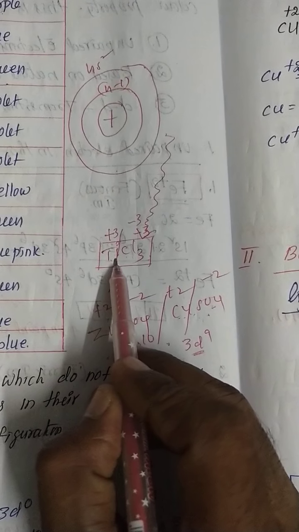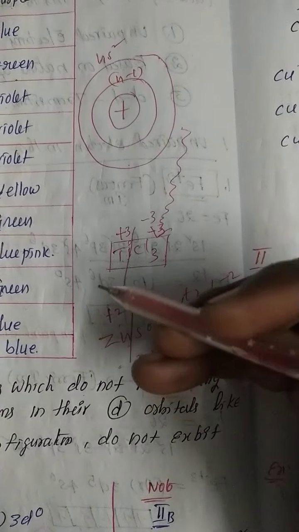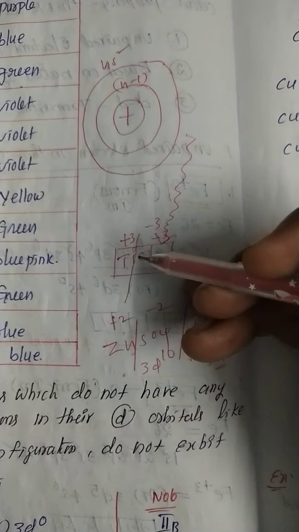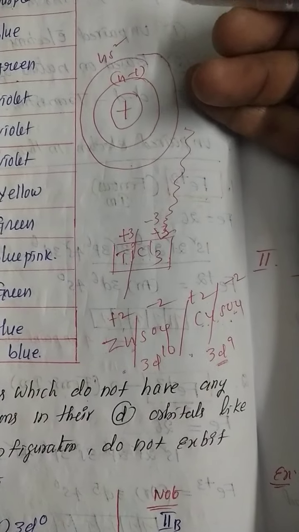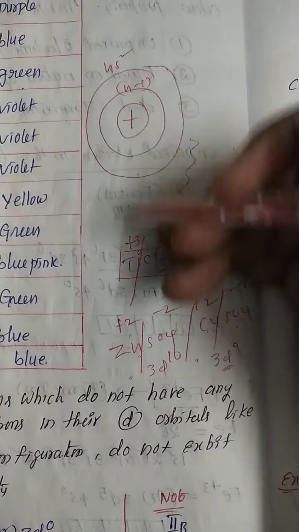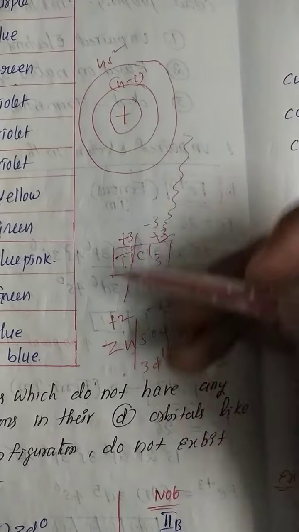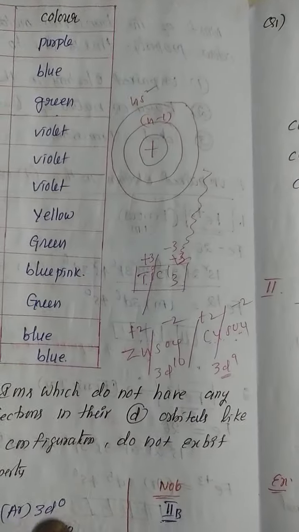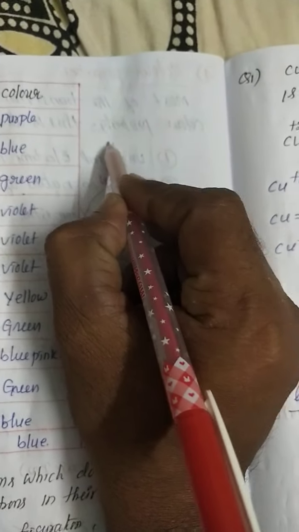In the d orbital, electrons exist from the lower energy level to the higher energy level. So the electrons jump from the lower energy level to the higher energy level. They immediately come back to their original position. Coming back to the original position means energy is emitted. That emitted energy is converted into color. This is the most important point, my dear students. See, once again I explain here.